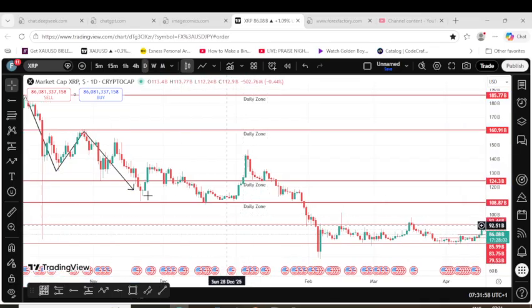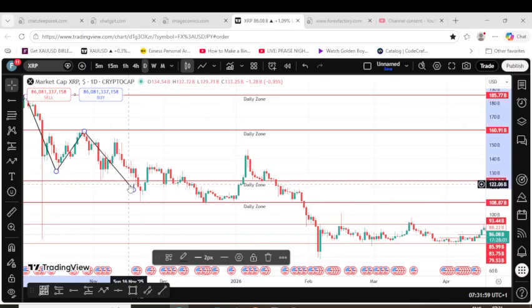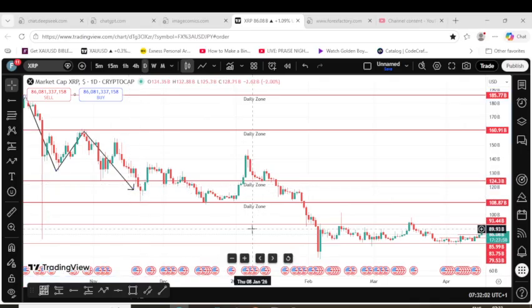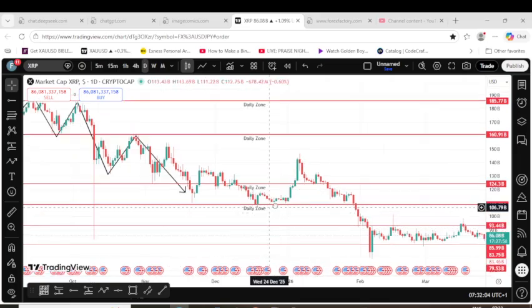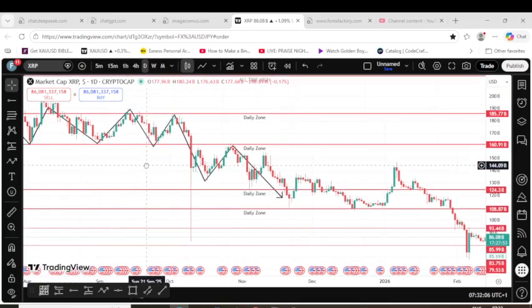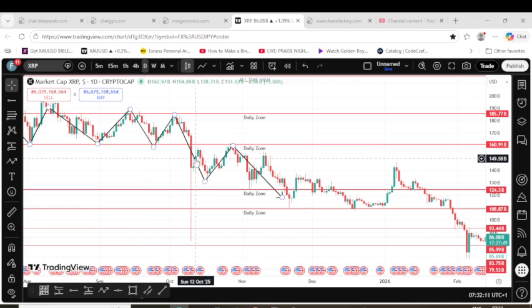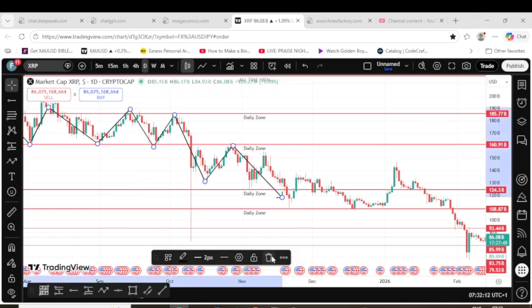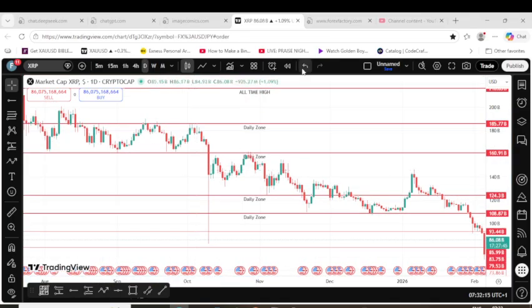Okay, so on the first video, we identified our daily zones and our weekly zones. We also described what support and resistance levels are, which is this line right here. This was to explain resistance to support, sorry, support to resistance here. Let's see a support level becomes a resistance level. So now we're done with that.